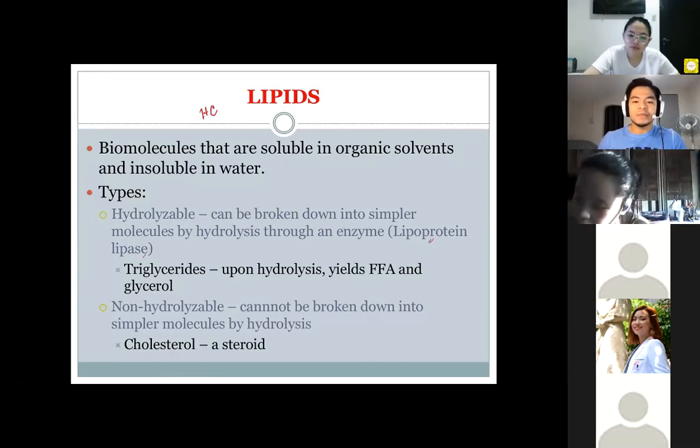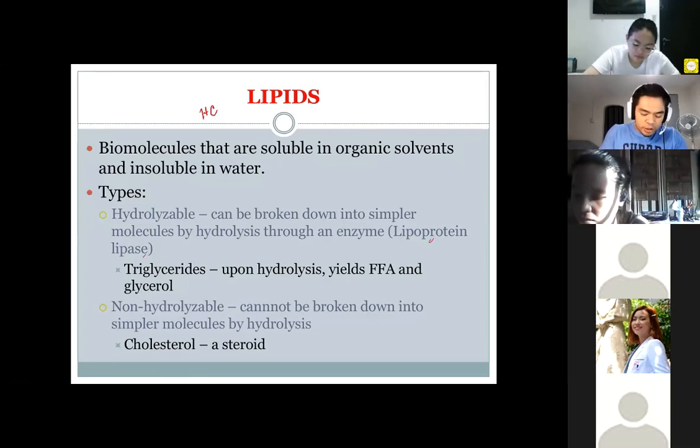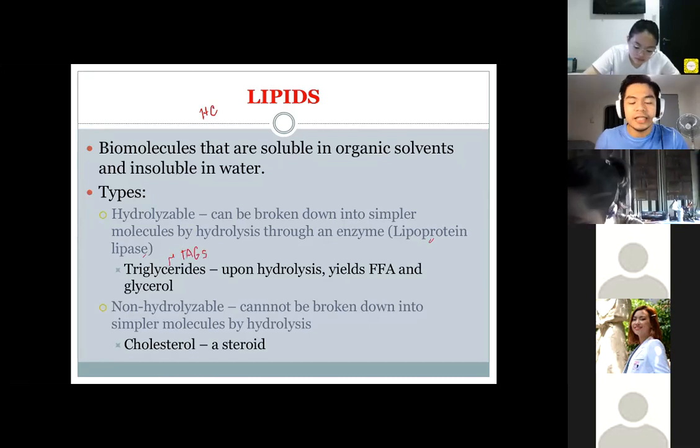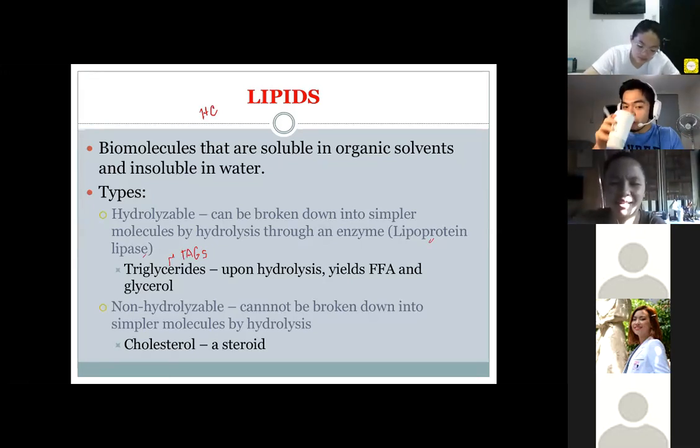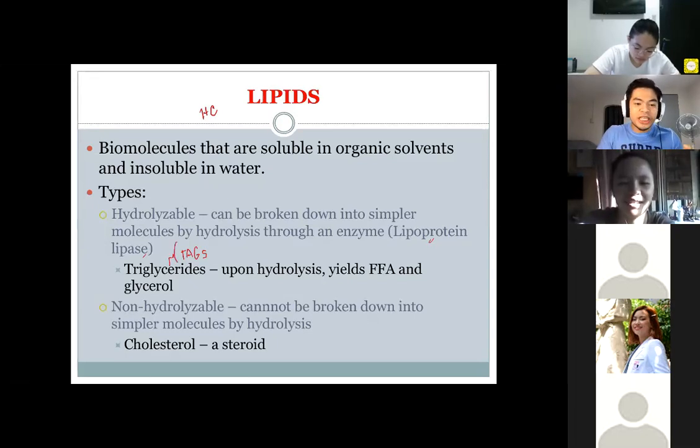Okay? Ang specific example natin ng hydrolyzable lipid na applicable sa discussion natin this morning are the triglycerides. Remember that triglycerides are also known as tags. Okay? These are also known as tags. What does tag mean? Ano meaning ng tag? Ano yung T? Very good. So we have triacylglycerol.